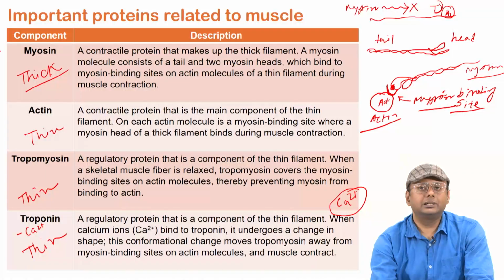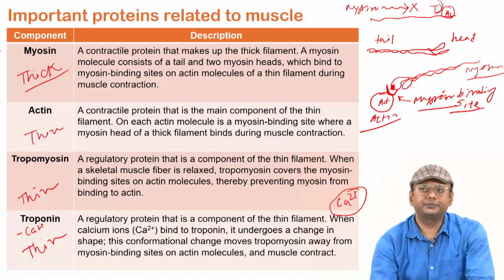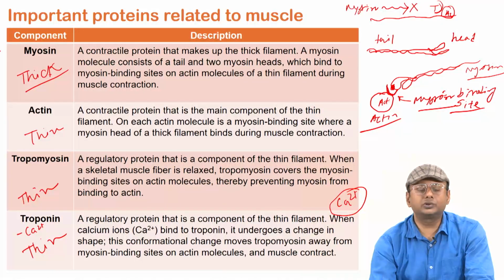Okay. So, the four proteins we discussed: first myosin, which is part of the thick filament, and we saw that it has both head and tail. The head mostly binds with the actin at the myosin binding site. Actin is present in the thin filament, which also has two regulatory proteins: one is tropomyosin, second is troponin. When the muscle is in a relaxed condition, tropomyosin gets attached to the myosin binding site, and that prevents the head groups of myosin from coming closer and attaching.